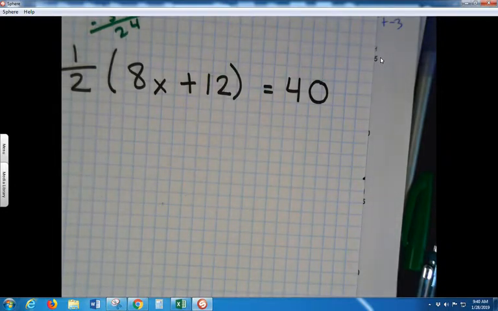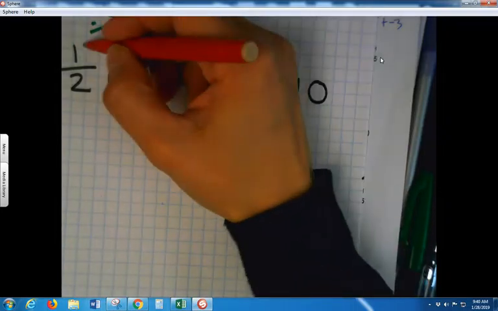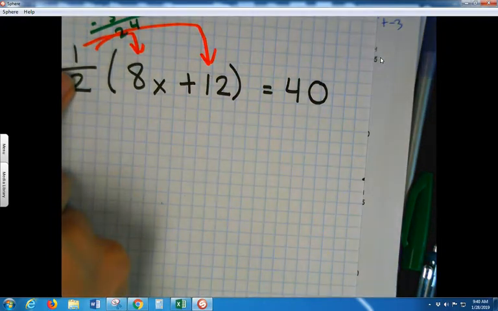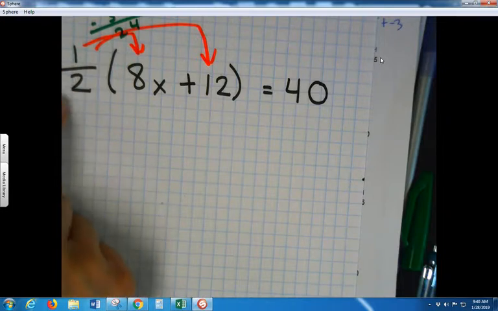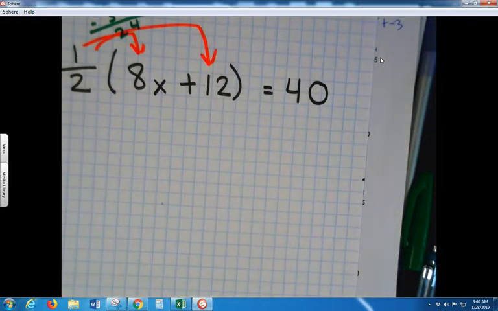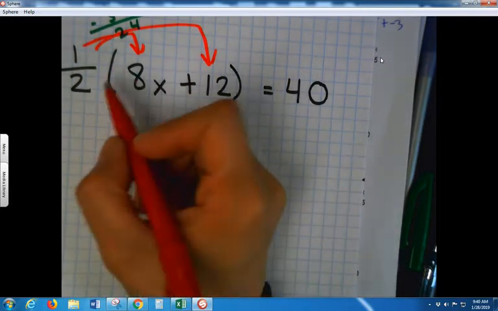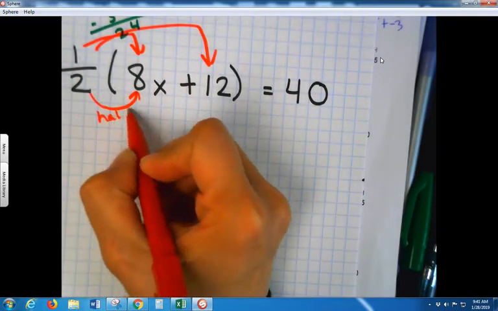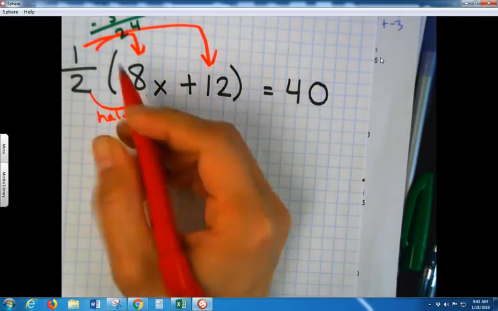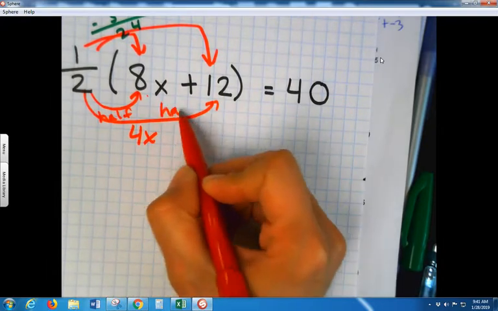What are you going to do after you copy this problem down? Distributive property. Now, you can change the 1/2 into a decimal, right? What would be the decimal? 0.5. So you can multiply 0.5 times 8, 0.5 times 12, but there's an easier way. Yes. Here's the easier way. What is half of 8x? 4x. Plus, what is half of 12?